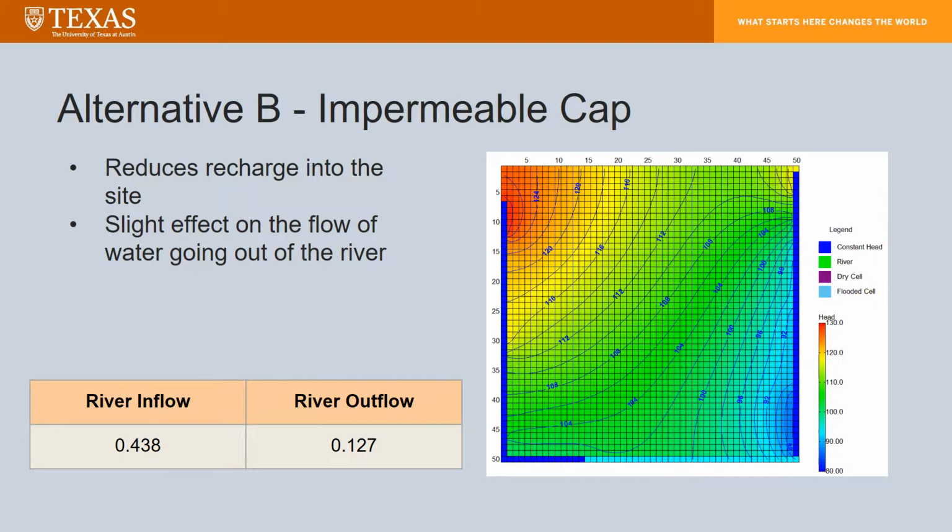So alternative B has an impermeable cap over the landfill, and this prevents infiltration from rainwater into the landfill. So we reduce the recharge into the site. This option has a slight effect on the flow of water going out of the landfill into the river. So here you can see our outflow is 0.127 cubic feet per second, which is a slight reduction from our do nothing option. And additionally, this option is pretty cheap as well.